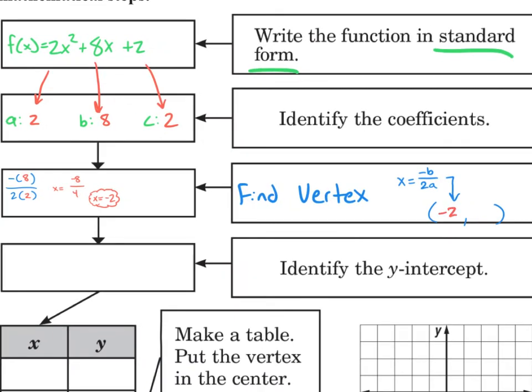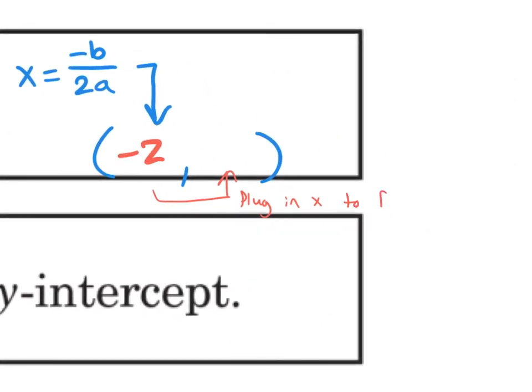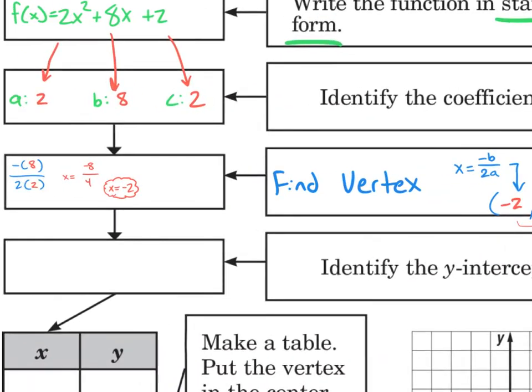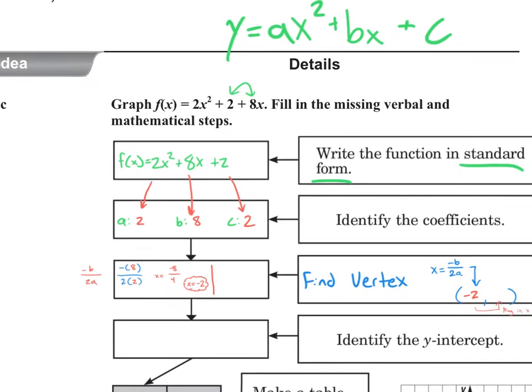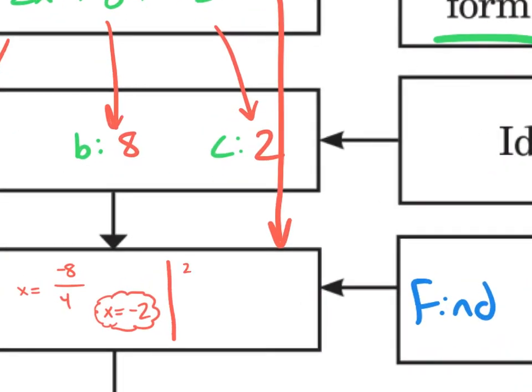Now, in order to find the y-coordinate, and you'll hear this a lot, you need to plug in x to find y. And what you plug x into is the original equation. So everywhere that I had an x, I'm going to replace it with negative 2.